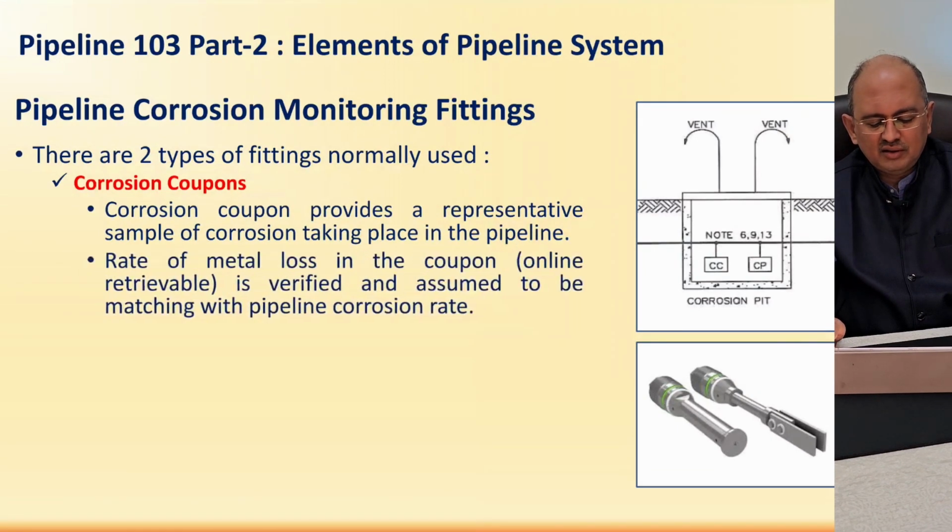So what happens is this coupon, there are some special tools which can be connected at the bottom of this assembly, and through which, while the flow is taking place online, these special tools can withstand the pipeline pressure. So through this, we can remove the coupon out online, temporarily, and check the condition of the coupon, which gives us a representation of what must be happening in the pipeline.